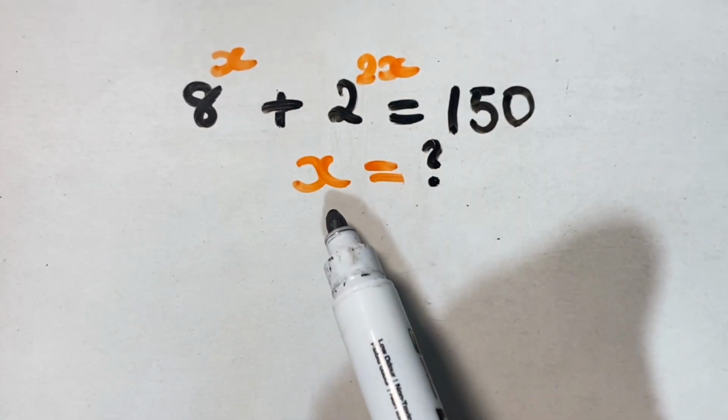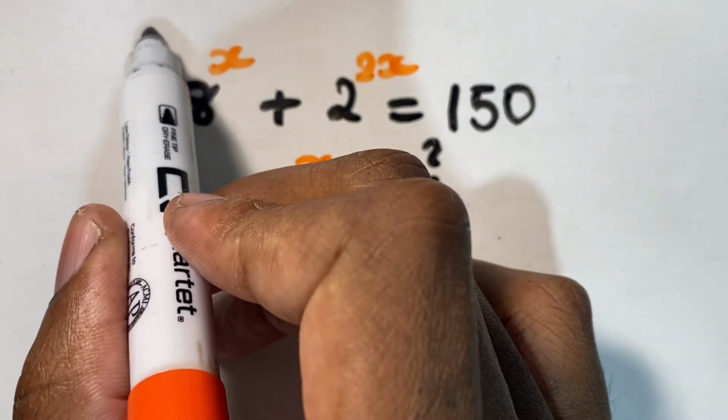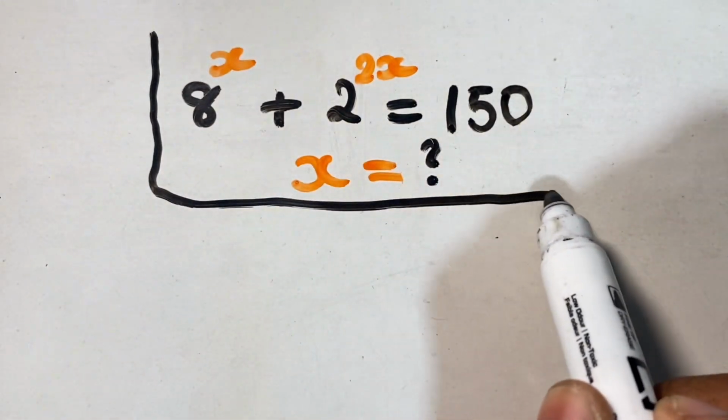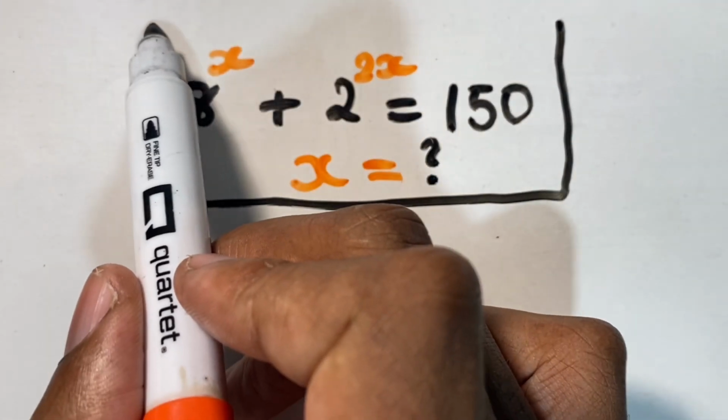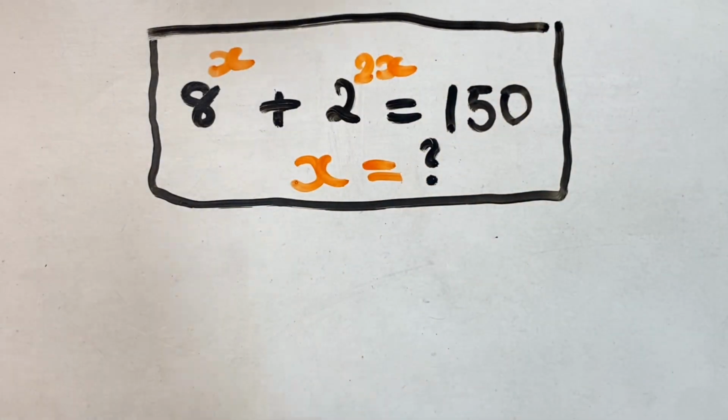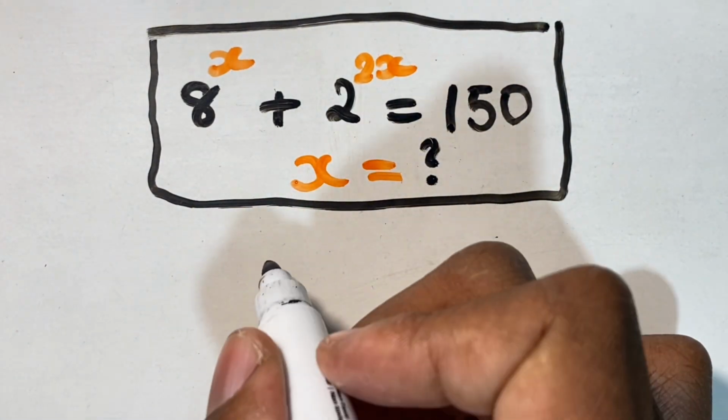Here we have another algebraic exponential equation that we're going to solve. So in today's lesson we are going to solve for x in the situation where 8 to the power of x plus 2 to the power of 2x is equal to 150.